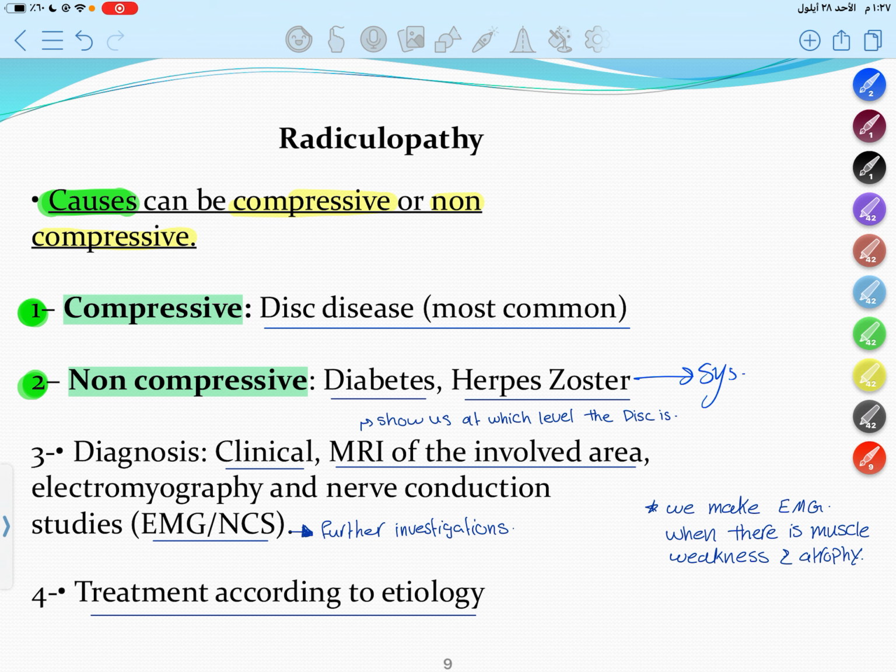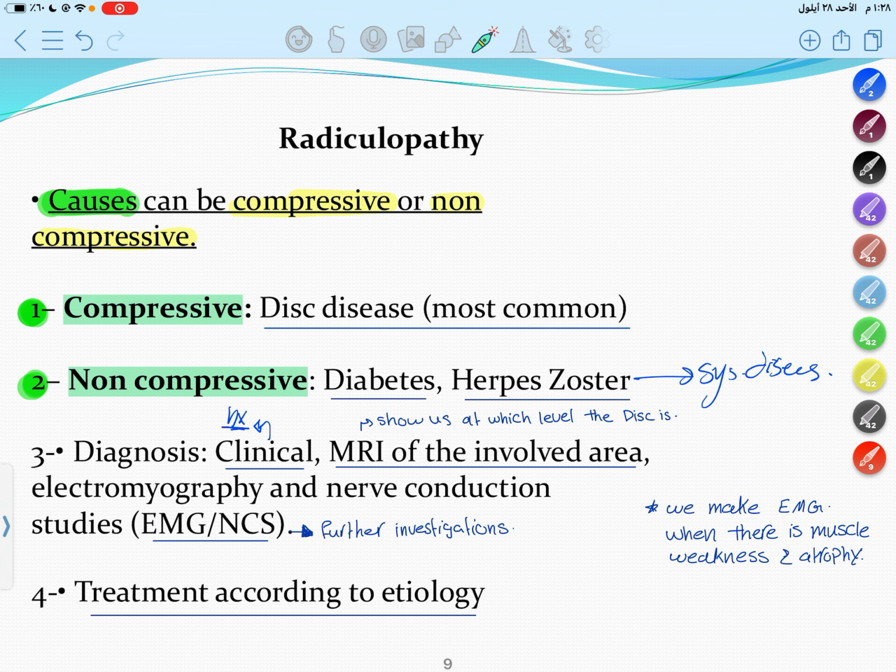Now, how do we diagnose? We diagnose clinically, by history. The patient gives you a typical history of pain in different categories, or weakness, or numbness. And also by certain examinations, like the straight leg raising test. The patient lies flat, then you flex the hip with an extended leg, and the patient will have pain.